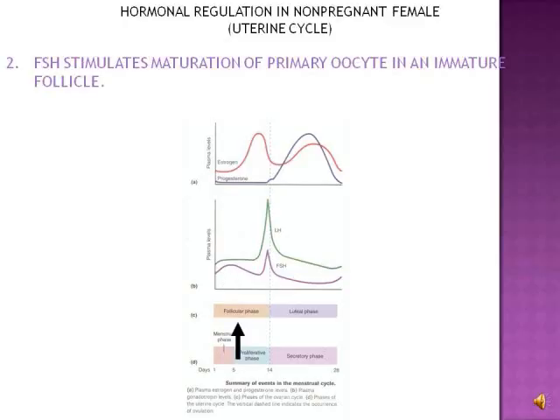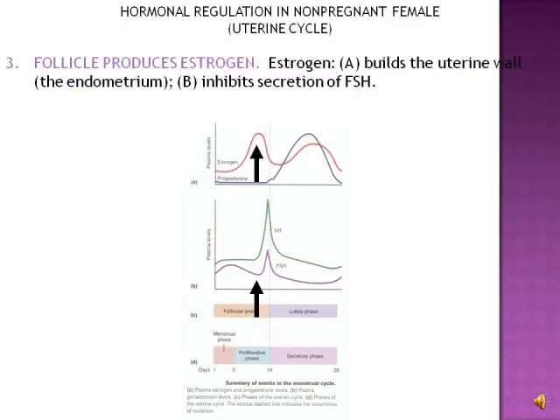In the second stage, FSH stimulates the maturation of the primary oocyte in an immature follicle. Now this is shown as the proliferative phase. And that's again when FSH stimulates the ovaries to increase estradiol and to continue building the lining. Here in step 3, the follicle produces estrogen. Estrogen is known for building the uterine wall, also called the endometrium, and it also inhibits the secretion of FSH.